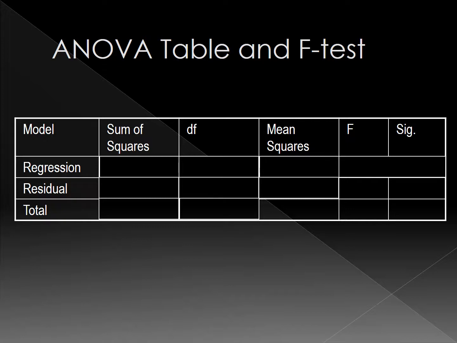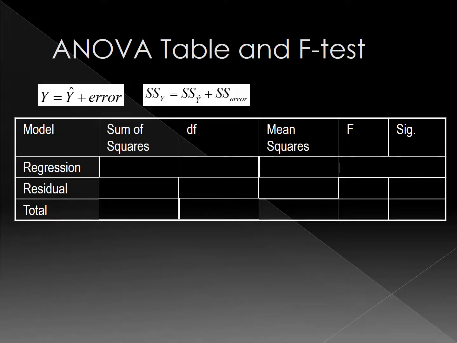Now, we need to construct the ANOVA table and conduct the F-test. ANOVA table is called a source table. It integrates all the elements we have been doing onto this table. We know that the true y value equals the predicted y plus error. In mathematical terms, the sum of squares for y equals the sum of squares for predicted y plus the sum of squares for error, or SS residual.